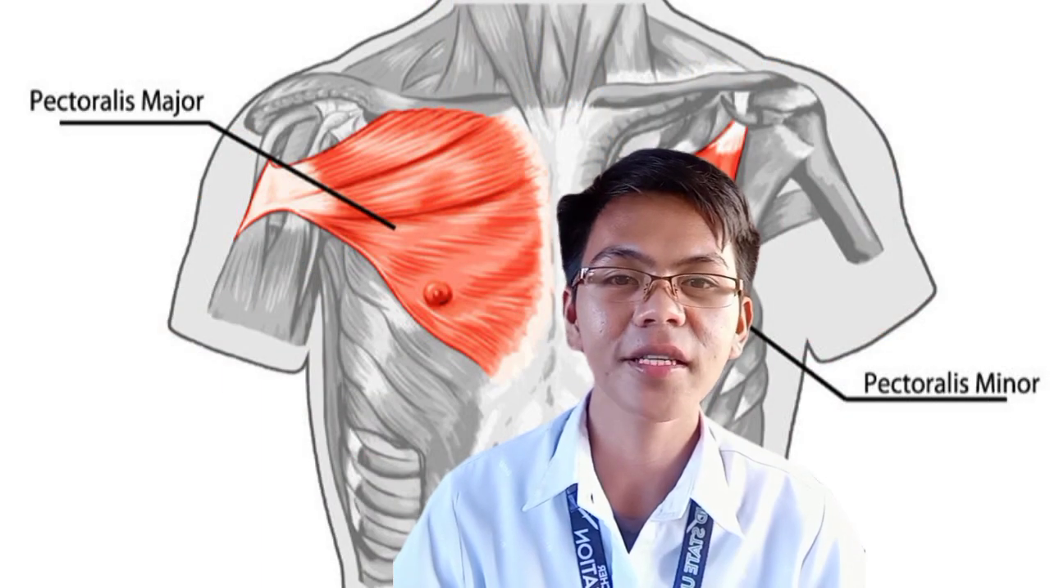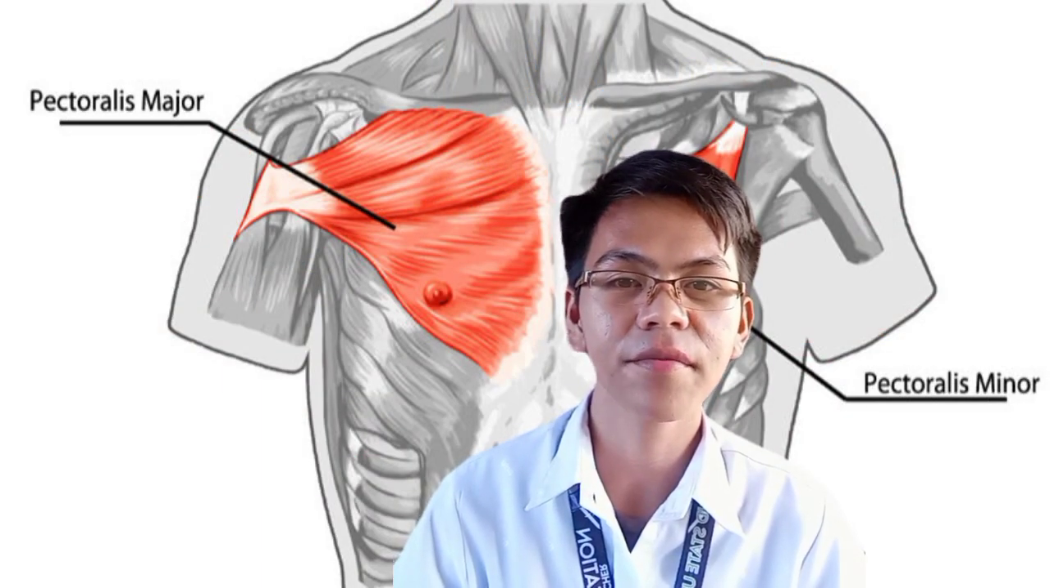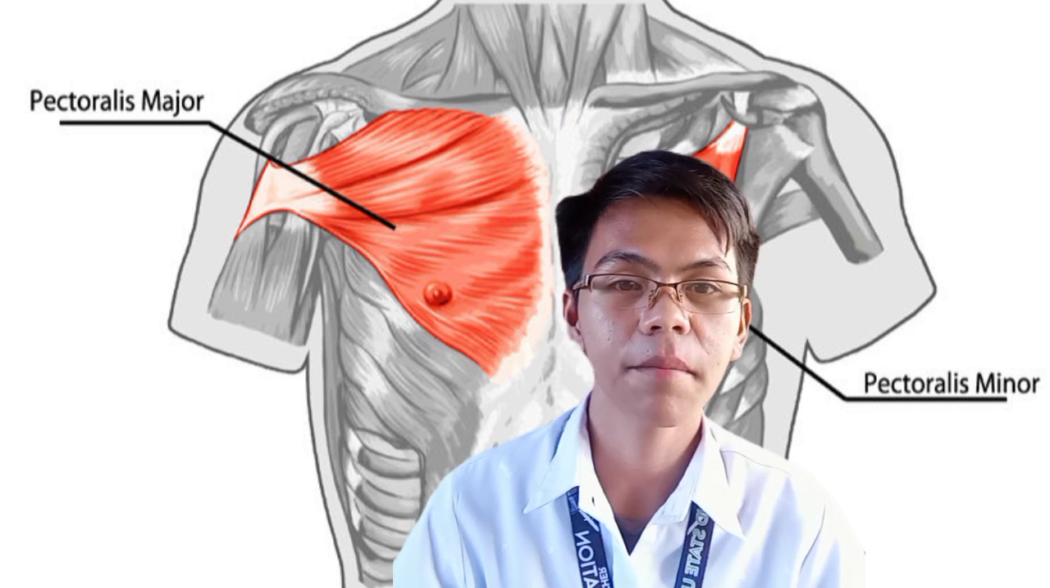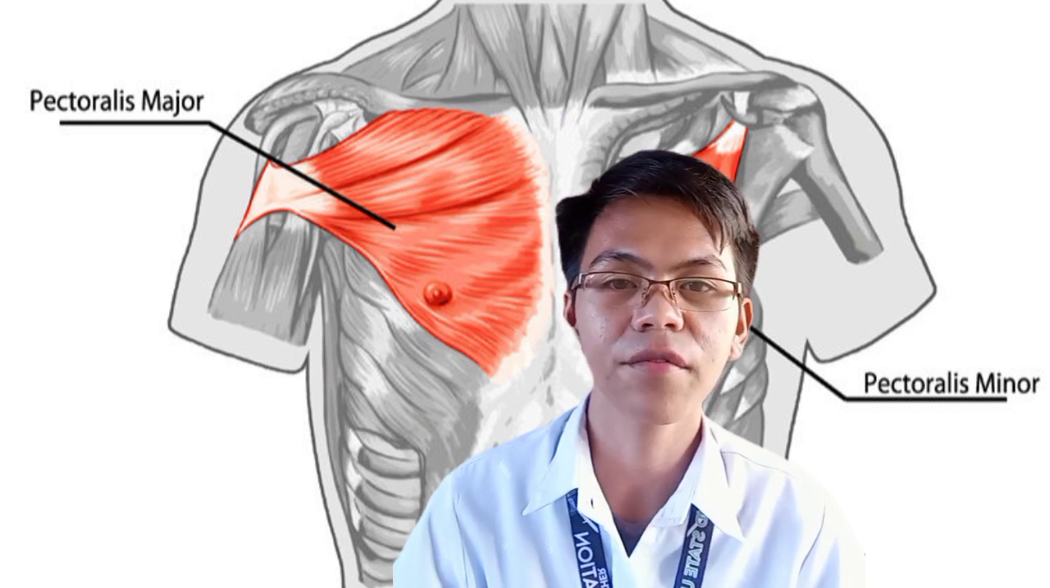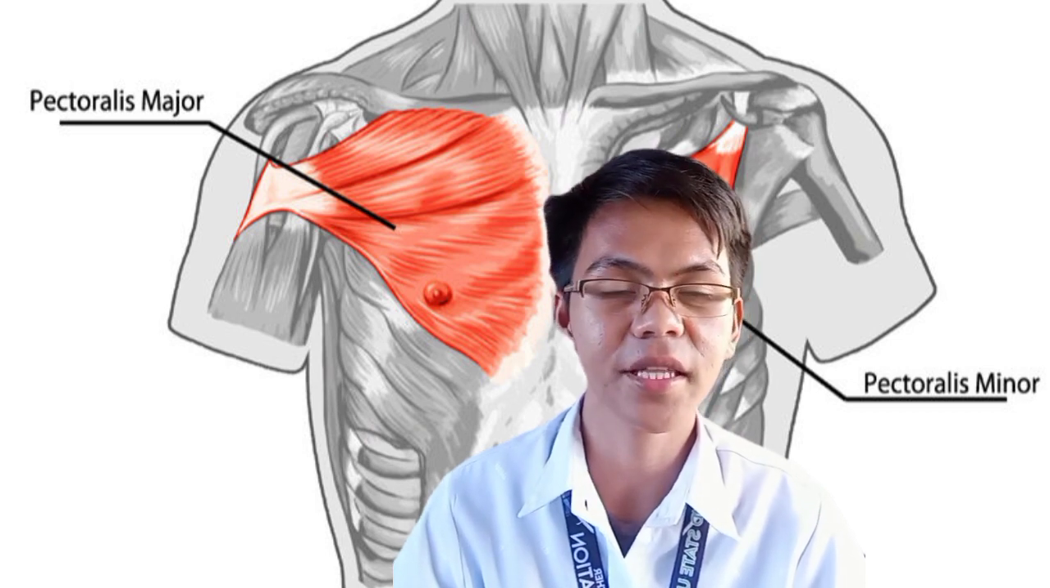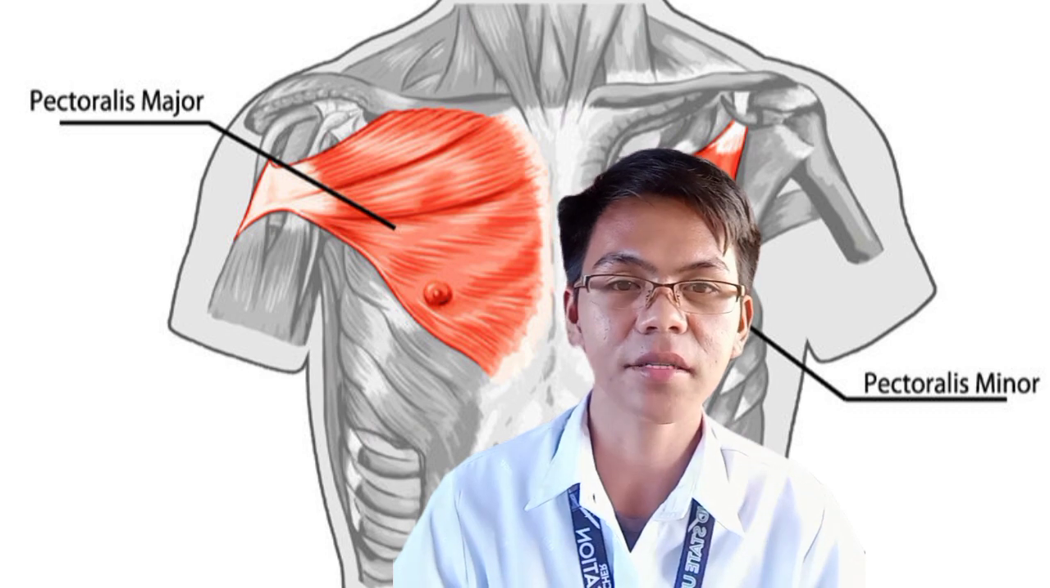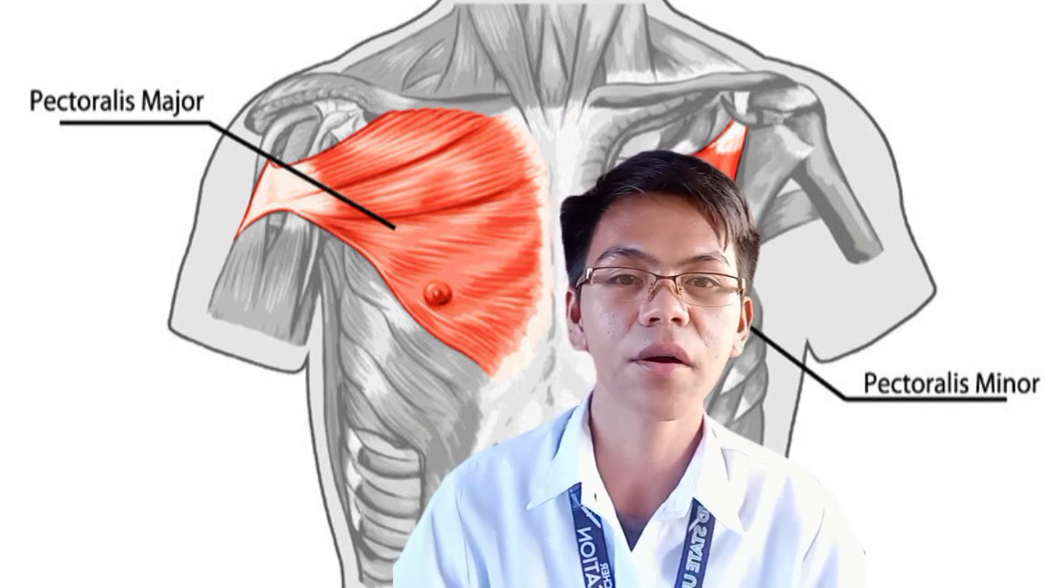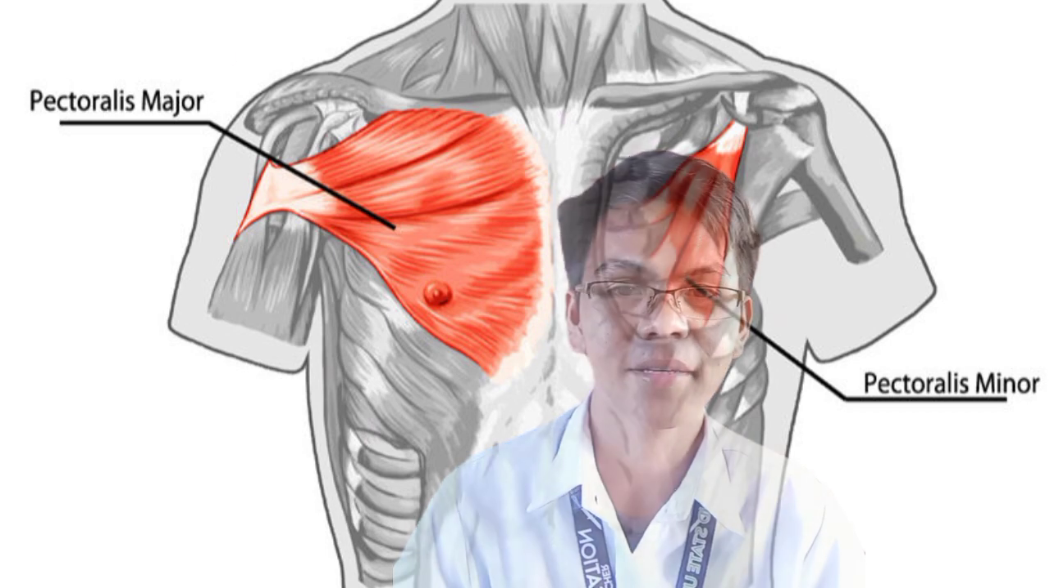The pectoralis major, colloquially referred to as pecs, pectoral muscle or chest muscle, is the largest and most superficial muscle in the chest area. This muscle helps you move your shoulder. It also helps pull your arm across the front of your body.